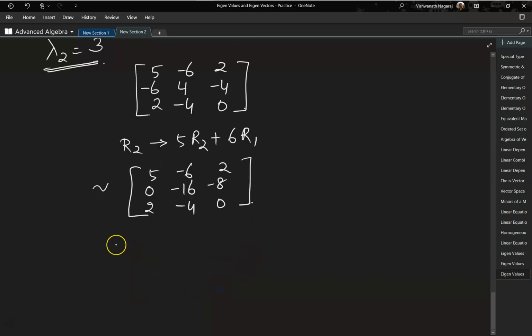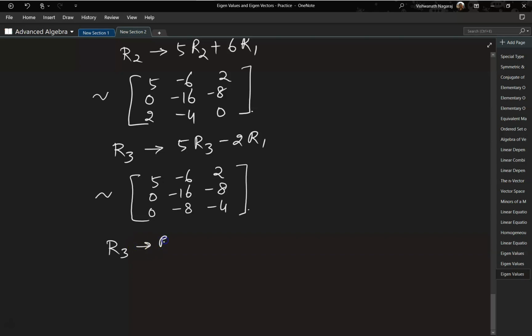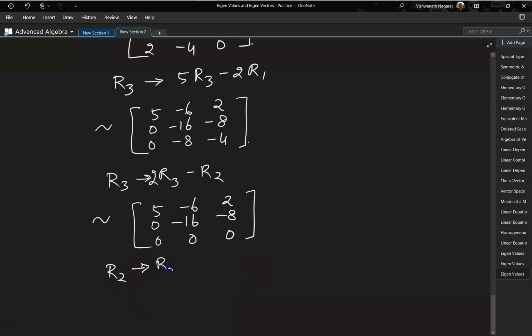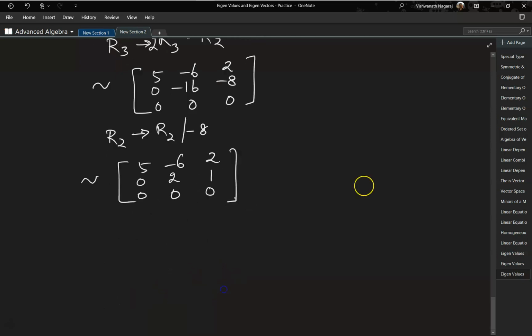Okay, now let's take care of the third row. R3, 5 R3 minus 2 R1. Equivalent matrix would be 5 minus 6, 2, 0 minus 16 minus 8, and this would become 0 minus 8 minus 4. Okay, R3 replaced with 2 R3 minus R2. This will become 5 minus 6, 2, 0 minus 16 minus 8, 0, 0, 0. R2 divided by minus 8. 5 minus 6, 2, 0, 2, 1, 0, 0, 0. Now let's convert this into equation form.